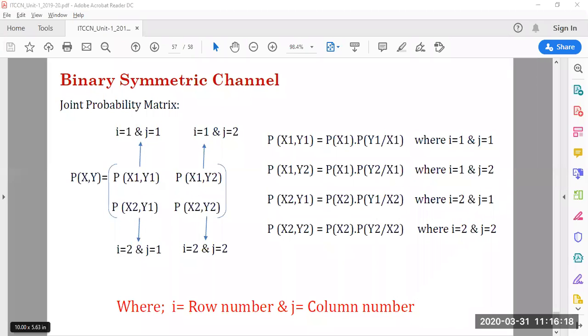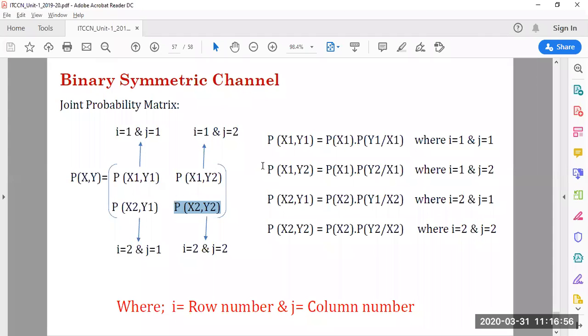Now just remember, addition of these two elements, that is P of x1 comma y1 and P of x2 comma y1, should give you P of y1. So 0.56 plus 0.06 gives 0.62. So that means your answer is correct. That is P of y1 is 0.62 and 0.14, which is P of x1 comma y2, and 0.24, which is P of x2 comma y2. So addition is 0.38. So our answer for P of y is correct.